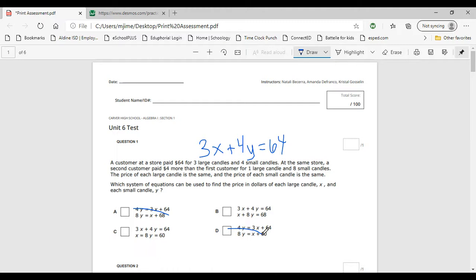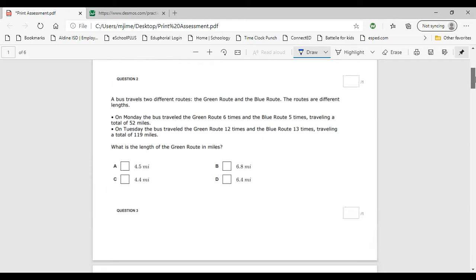All right. It says that the second customer paid $4 more. That's what I'm going to leave you at because that's going to help you figure out what the answer is. It paid 4 more than the first customer. So on the equation that I wrote already, you should already know how much that customer paid for 3 large candles and 4 small candles. All you got to do is add $4 more to that total, and then you should be able to get your equation for the second one. And we didn't use any math in there, no substitution or anything.